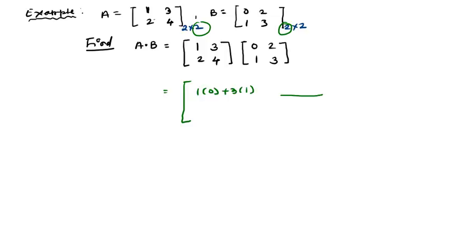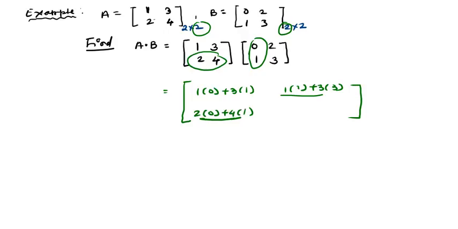Then for this entry we need to observe the first row and second column, so take the multiplication component-wise. This will be 1 into 2 plus 3 into 3. Then we need to think of this entry, which will be obtained using the second row and first column. So this will be 2 into 0 plus 4 into 1. Then again second row, second column. This will be 2 into 2 plus 4 into 3.